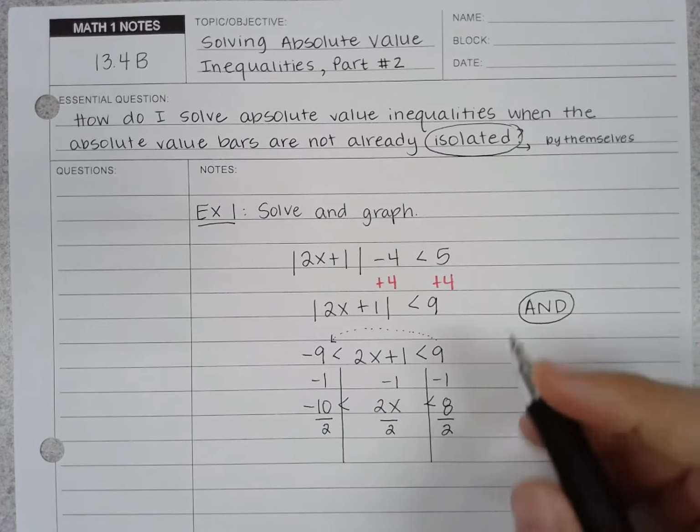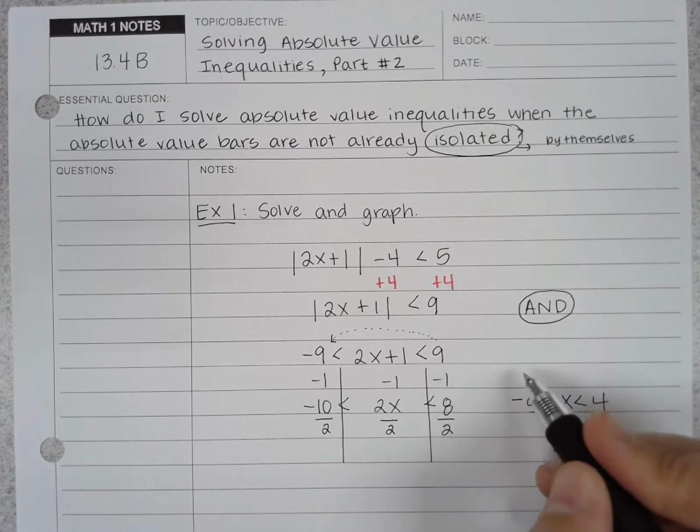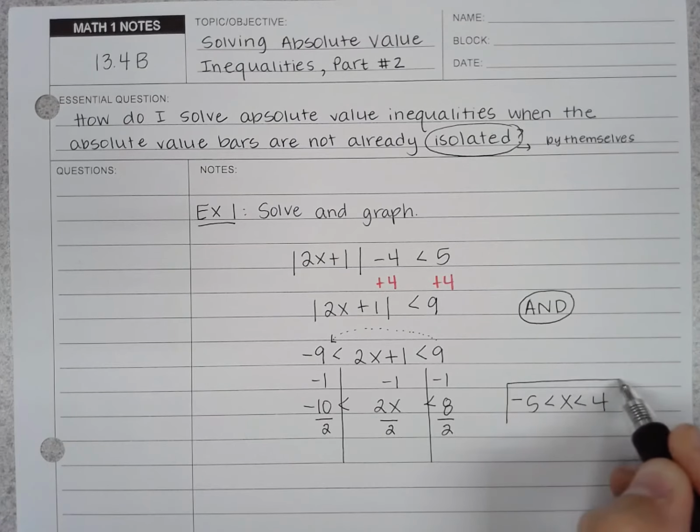So when I divide all 3 pieces by 2, I get that my answer to this question is negative 5 is less than x is less than 4. So that's the answer. Notice that it looks like an and inequality should look, and that's good because it's supposed to. And then if I were to graph this inequality on a number line, I would have an open circle at negative 5.